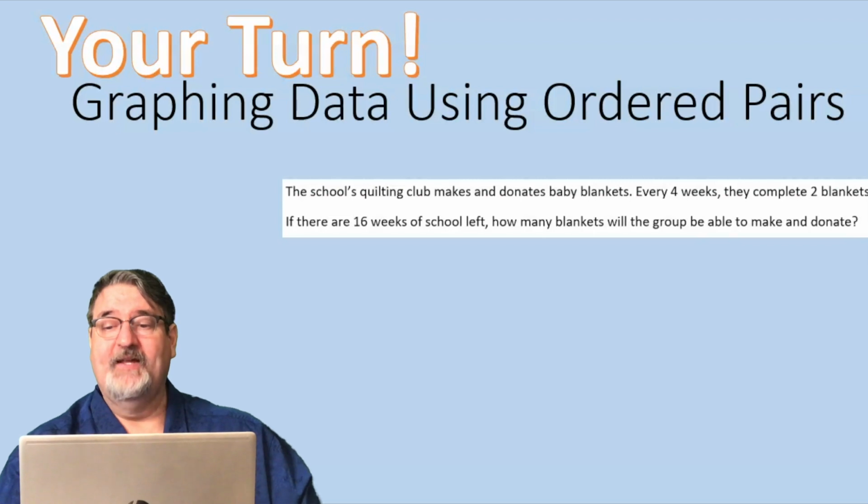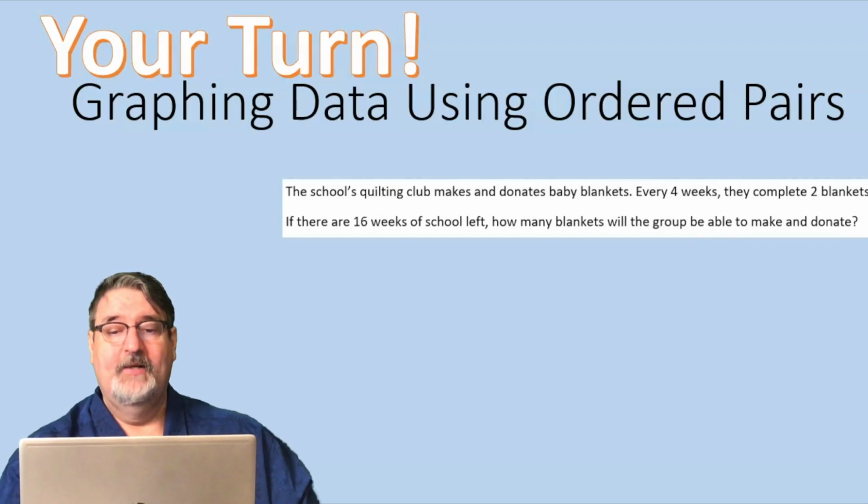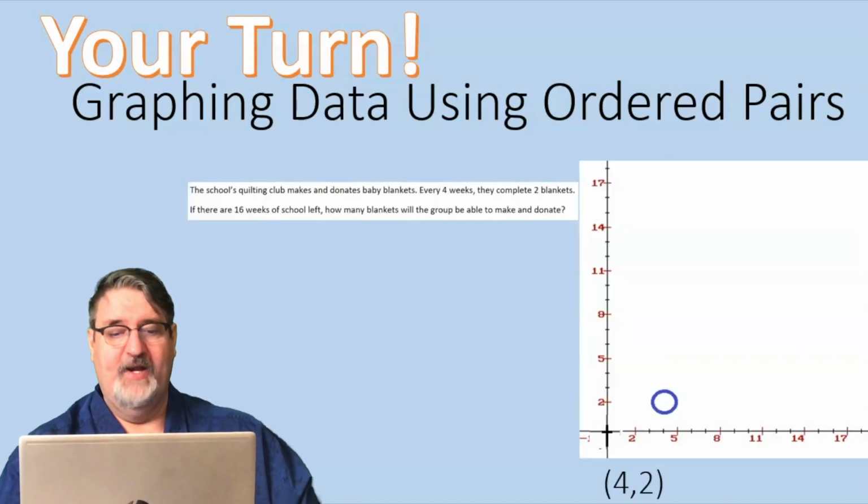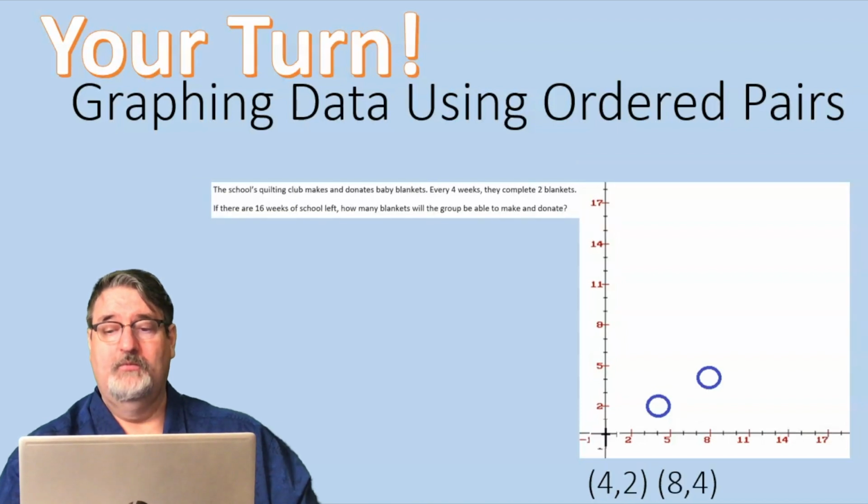The school's Quilting Club makes and donates baby blankets. Every 4 weeks, they complete 2 blankets. If there are 16 weeks of school left, how many blankets will the group be able to make and donate? So we can plot our points.